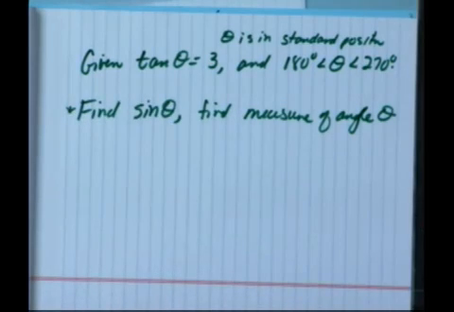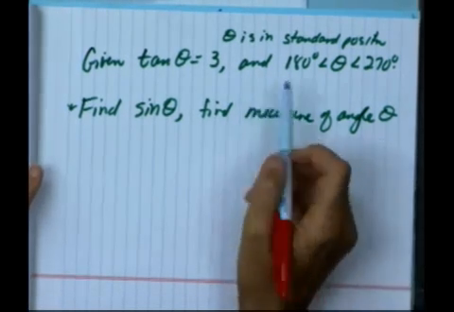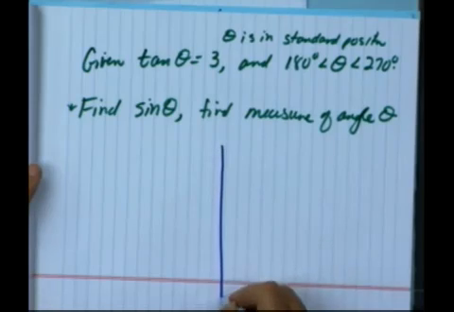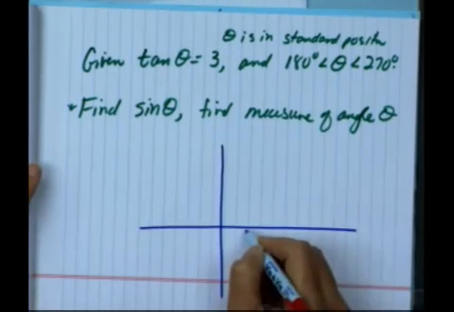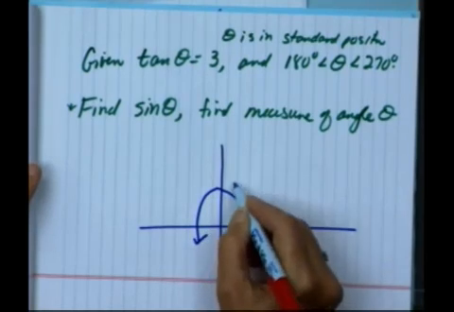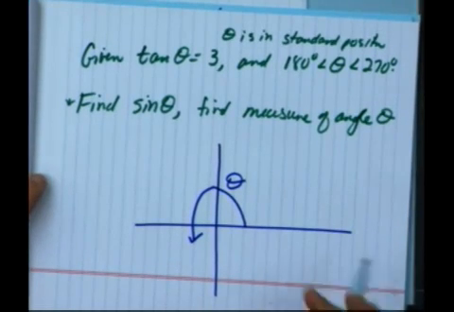Actually, maybe all of it's new to this exercise. All right, so let's get a visual. We have an angle theta in standard position. We know it's somewhere between 180 degrees and 270. So we'll put it over here in the third quadrant. Here's our angle theta. Okay?